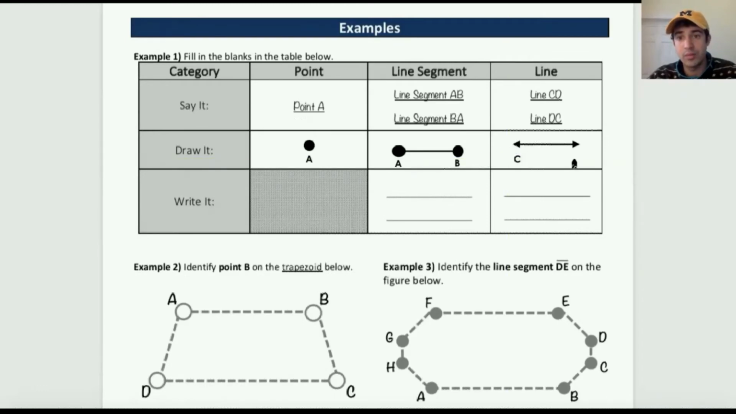And you would label the point, let me draw. We'll label the point D, just like this. Now you have line CD.